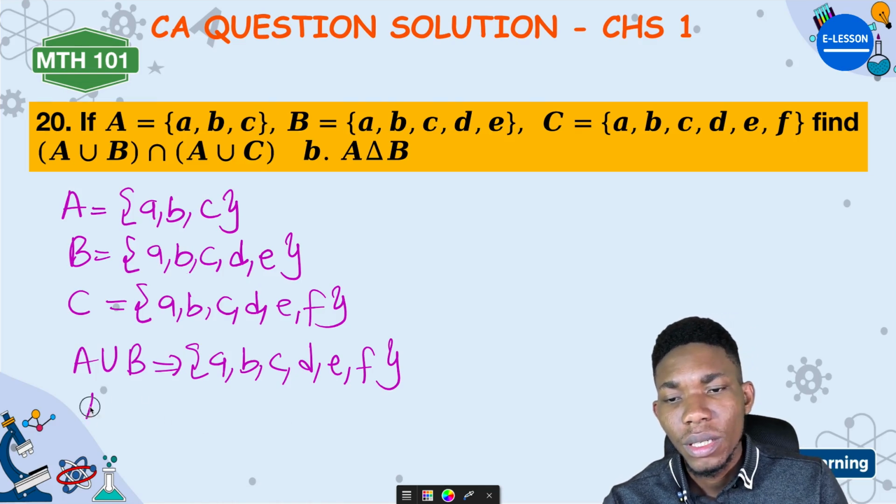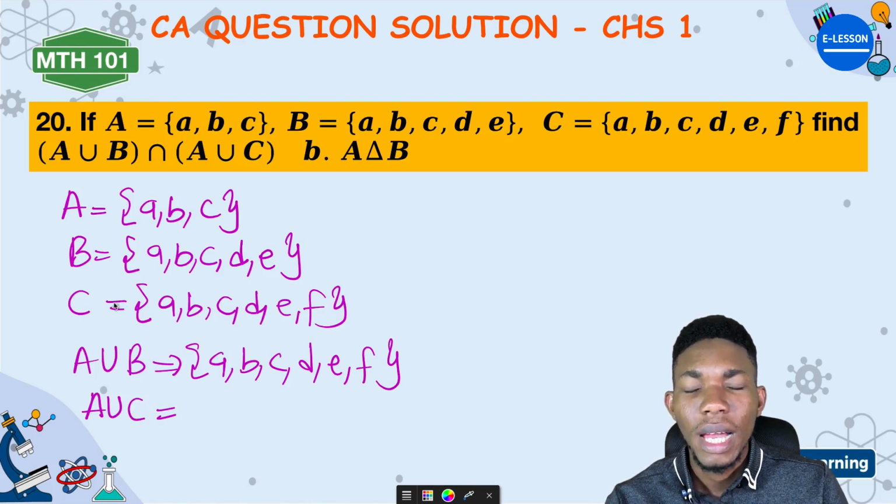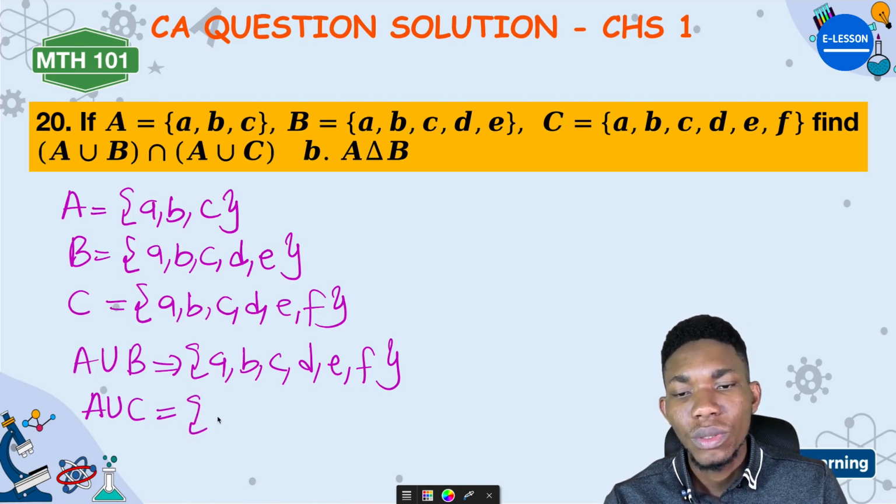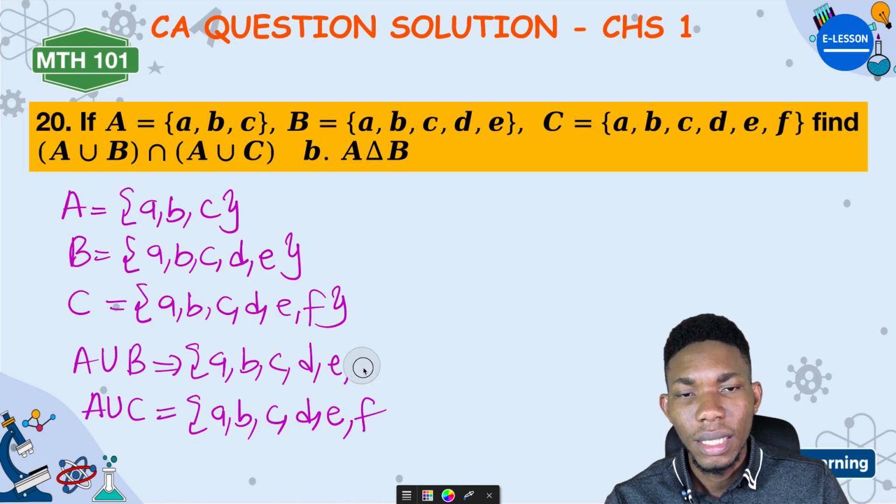That's A union B. So the other one is A union C. That means what A and C have together, without repetition, which is, of course, a, b, c, d, e, f. For B, it ended at only e. There's no f.